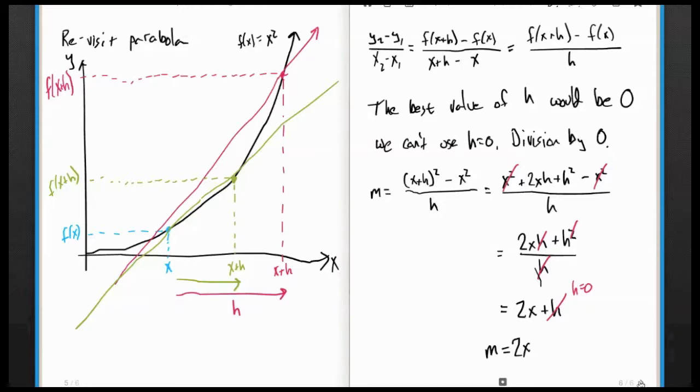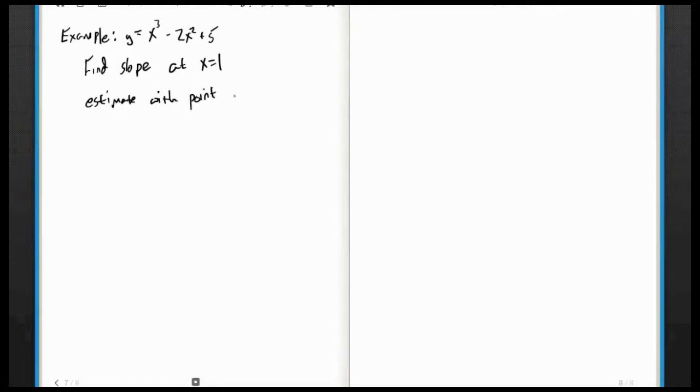So let's do another example of this, similar to what is going to be in your homework. Let's say that I have an example. I'm going to say y equals x cubed minus 2x squared plus 5. And I want to find the slope. I'm going to do two things. Let's see, make easy numbers here, x equals 1. And then, let's see, estimate with point x equals 3.